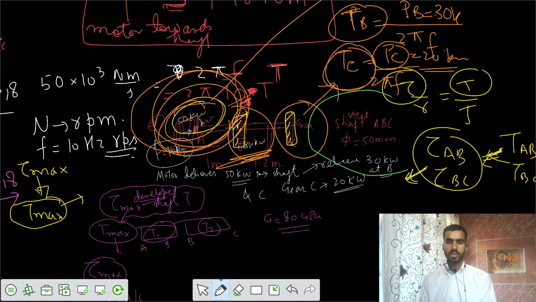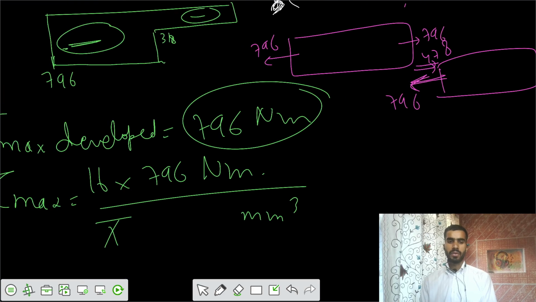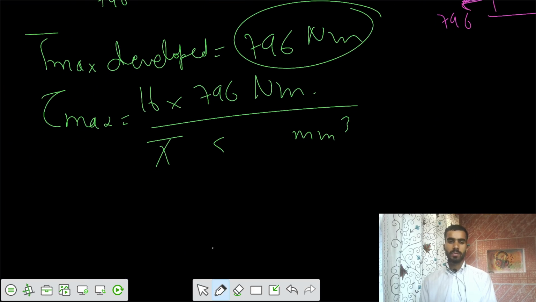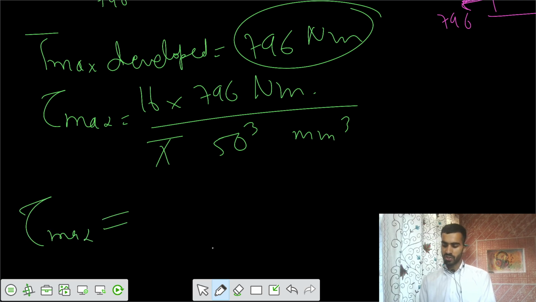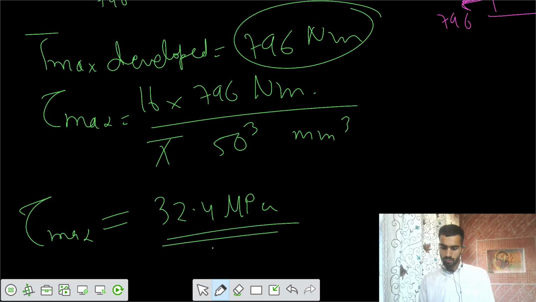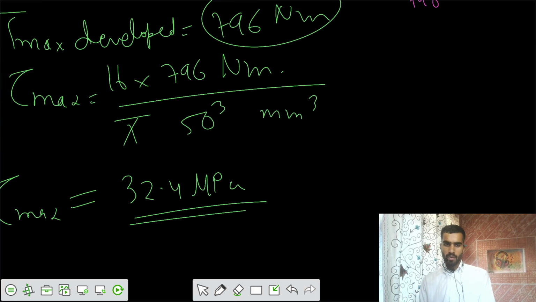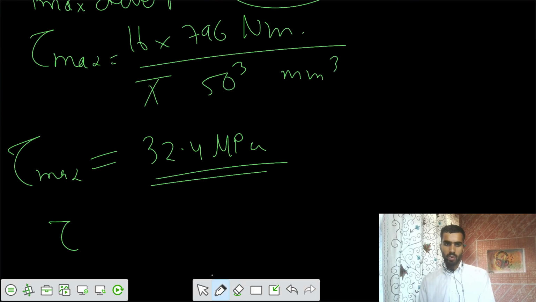That value of d is equal to 50 millimeter. So you get the tau max, the maximum shear stress developed, equal to 32.4 megapascal. And similarly, if you solve for the tau max in the part BC also, that is equal to 13 megapascal.